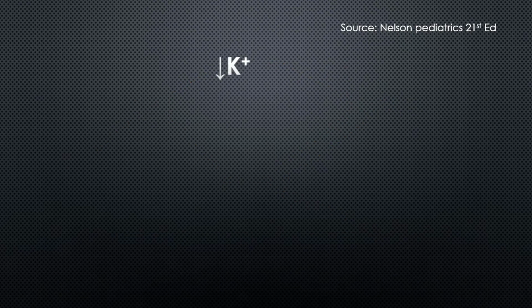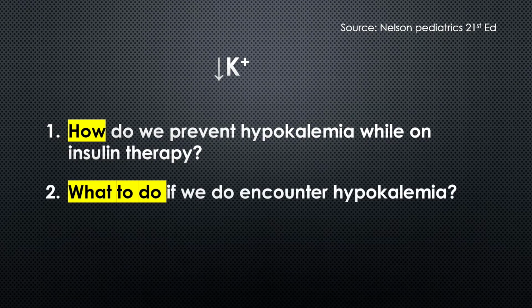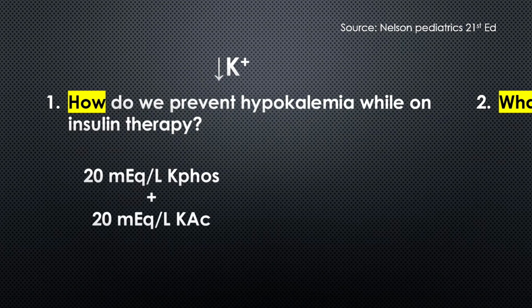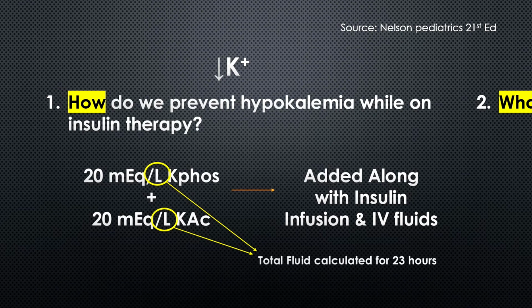So coming to hypokalemia, we have two major questions. They are, how do we prevent hypokalemia while on insulin therapy, and what to do if we do encounter hypokalemia? So to prevent hypokalemia while on insulin therapy, we give 20 milliequivalents per liter of potassium phosphate plus 20 milliequivalents per liter of potassium acetate. These are added along with insulin infusion and IV fluids. It is to note that the per liter used in this equation is the total fluid calculated for 24 hours.